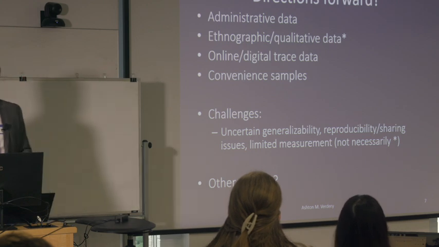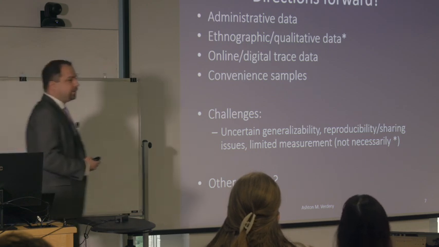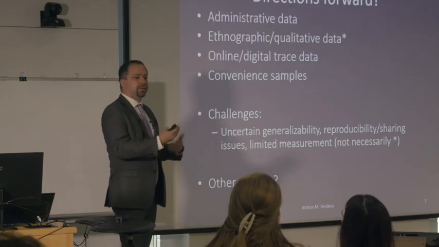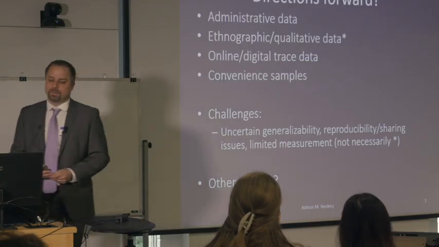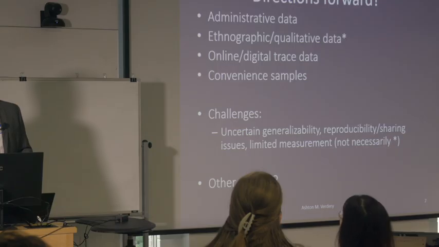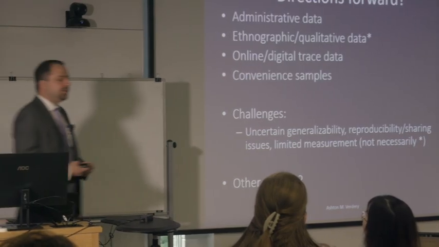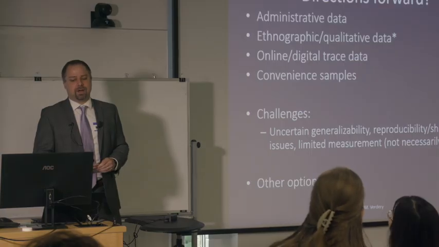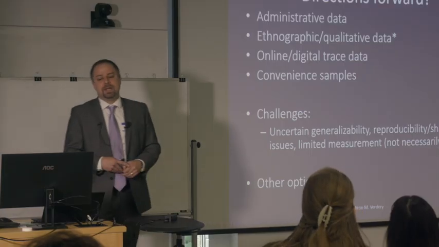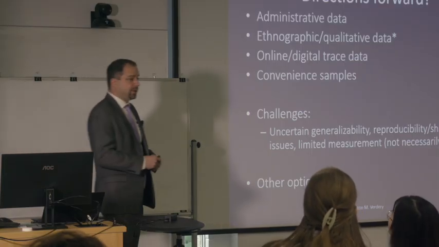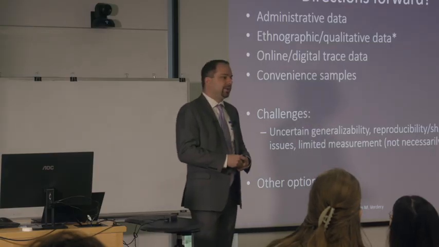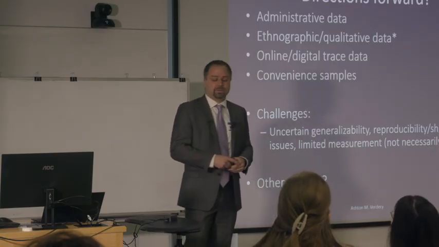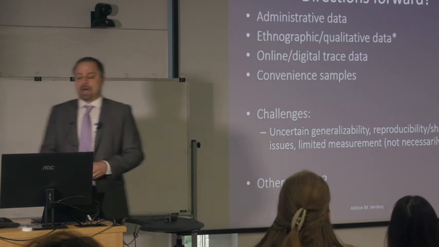Another area that has received a lot of attention is online or digital trace data, how we can collect data from people's interactions on, say, Facebook or something like that, and learn about the world. And then the last that has persisted in a lot of fields is this idea of convenience sampling. With all of these, with the possible exception of ethnographic qualitative data, the real challenge is there's really uncertain generalizability. You cannot necessarily make that inference from the people that you have in your sample to the population as a whole.